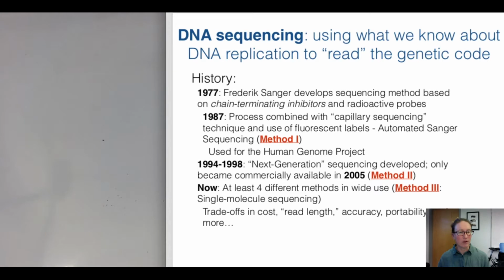And now we're at a point where there are at least 4 different DNA sequencing methods that are in wide use. We're going to explore one of these types of methods called single molecule sequencing, just to get a sense of the range of different techniques used to sequence DNA, because these different methods vary in how much they cost, in the length of the sequence that can be generated, in how accurate they are, whether or not the technique is portable, and more. So it's useful to know about multiple methods just to have the perspective on different techniques that are available and what might be appropriate for a given situation.